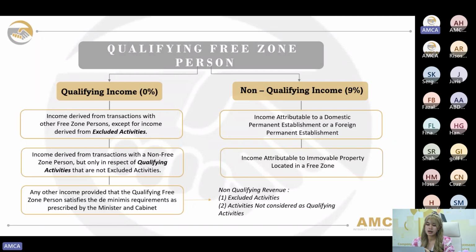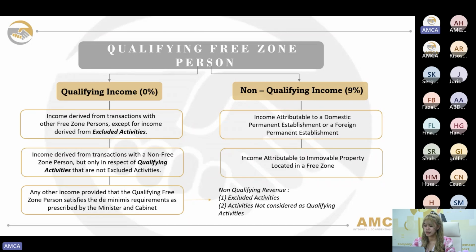The next category is income derived from transactions with a non-free zone person, but only in respect of qualifying activities that are not excluded activities. And lastly, any other income, provided that the qualifying free zone person satisfies the de minimis requirements as prescribed by the minister and cabinet. The de minimis requirement shall be considered satisfied where the non-qualifying revenue derived by the qualifying free zone person in a tax period does not exceed 5% of the total revenue of the qualifying free zone person in that tax period, or an amount specified by the minister, which is 5 million dirham. Whichever is lower would be applied.